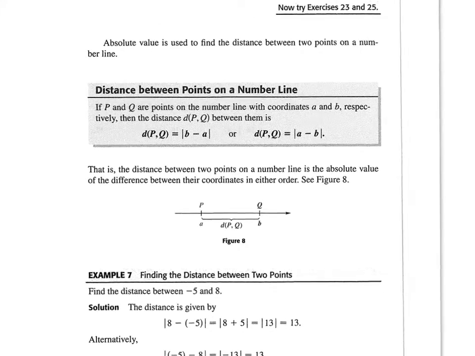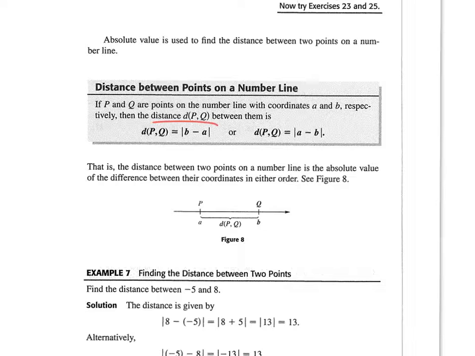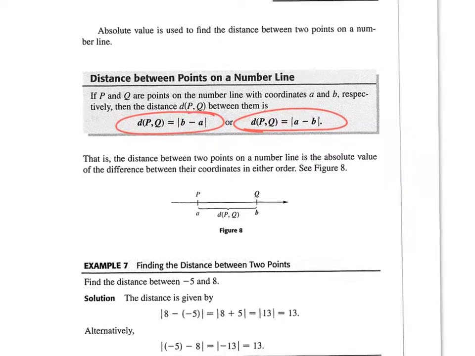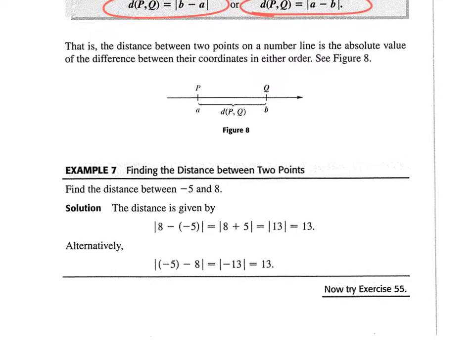Distance between 2 points on a number line, you can use absolute value. So you can either subtract the two and always take the absolute value of them, or you do the bigger minus the smaller number. So distance between -5 and 8 can be -5 minus 8 in absolute value, which would be the absolute value of -13, which is 13.